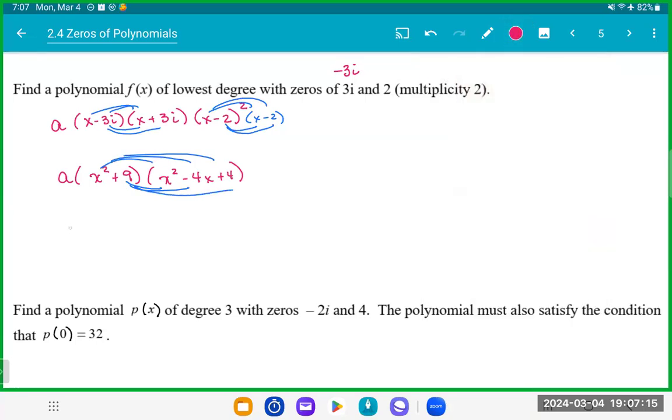And when we do that, we get a times x to the 4 minus 4x cubed plus 13x squared minus 36x plus 36. And that's as low as we can go. We can't figure out what our a is because we don't have enough information for that. But in the next problem, I'll show you how you can figure that out. Okay? Question.